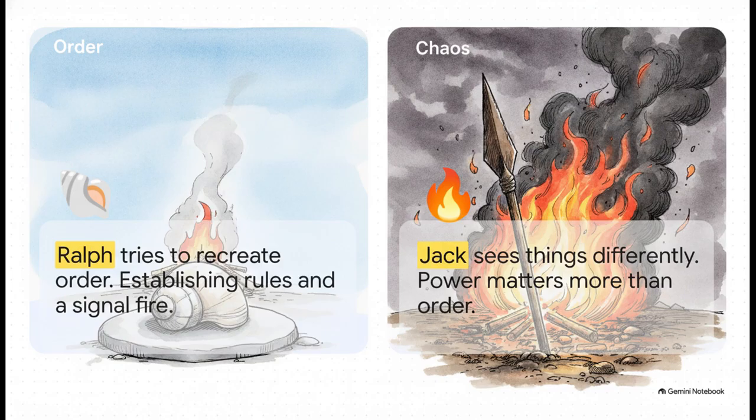Because, as the source text makes absolutely clear, not everyone actually wants to follow the rules. This incredibly fragile structure builds into a massive ideological war. On one side, you've got Ralph, representing order. He's totally focused on governance, reason, and obviously getting rescued. But on the other side, Jack, the former choir leader who turns into this spear-wielding hunter. He is pure chaos. It's completely ironic, but he looks at this isolated island and sees something entirely different than Ralph does. He doesn't want to govern, he wants to rule. And to him, power and that visceral thrill of the hunt matter way more than any sort of logical order.